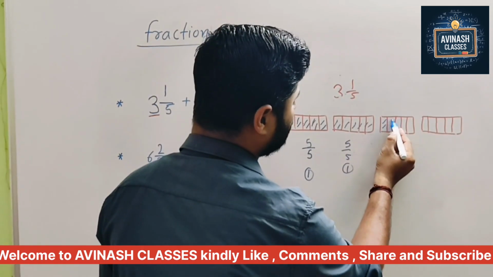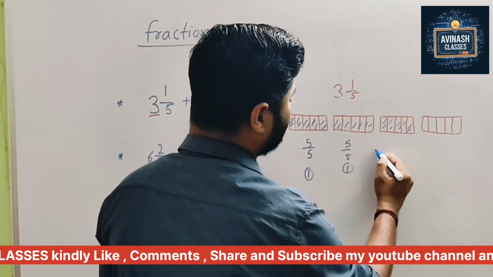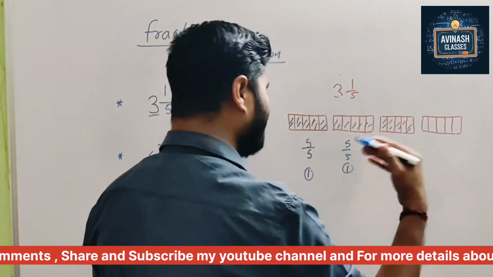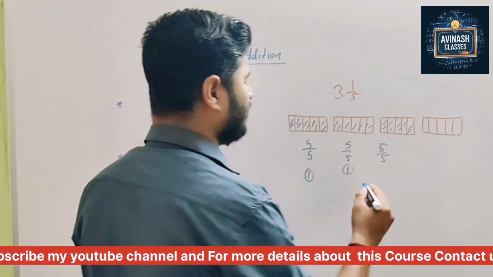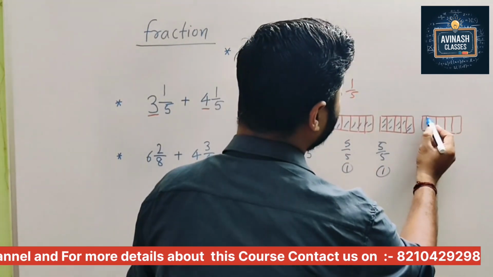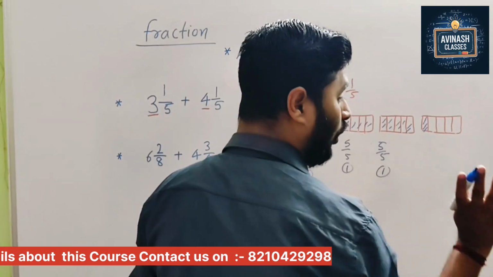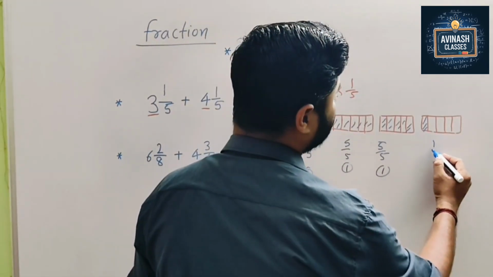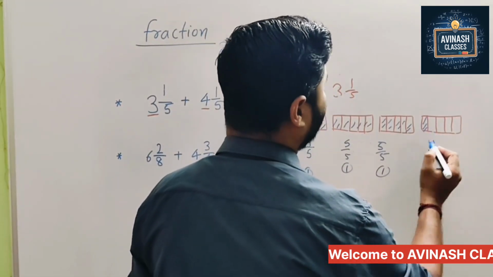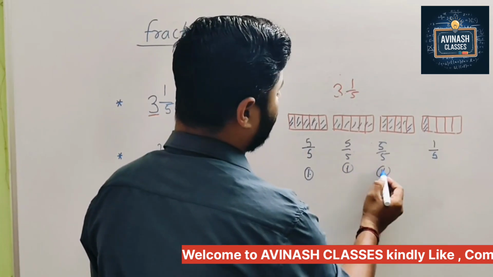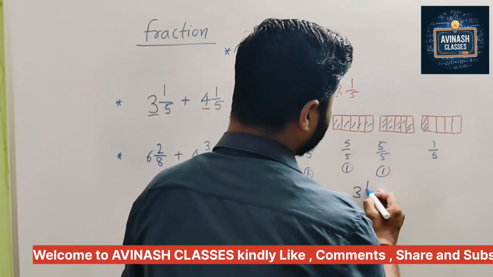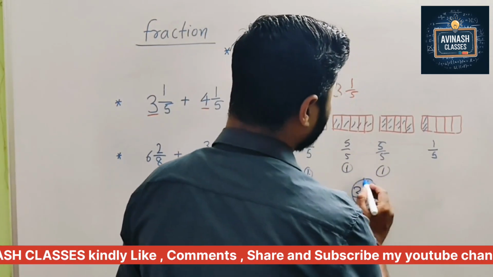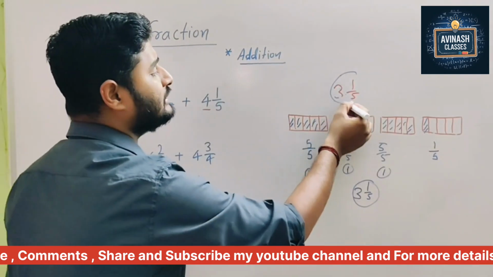Now 1, 2, 3, 4, all are filled. Here also we write 5 by 5. Any number, 3 by 3, 2 by 2, the answer is the same, only 1. And here we said only one part. So not all parts are shaded, only one part is shaded. That's why we write here 1 by 5. So 1 plus 1 plus 1, that becomes 3, 3 1 by 5. Okay, so this is the concept of why we write 3 1 by 5.